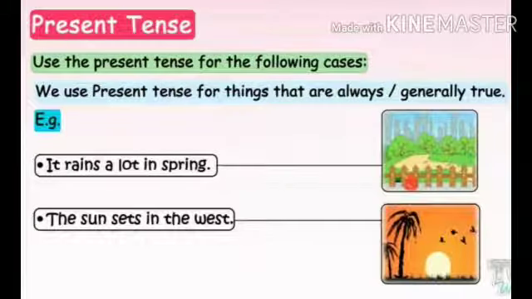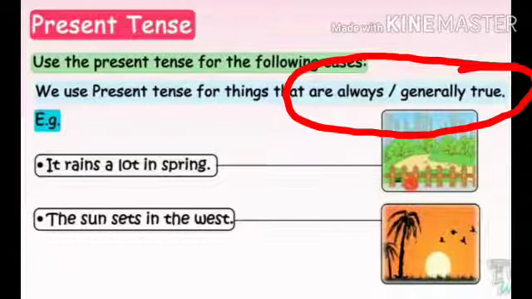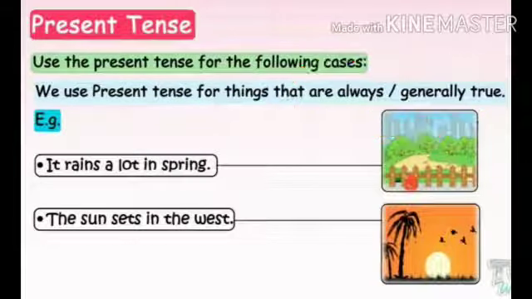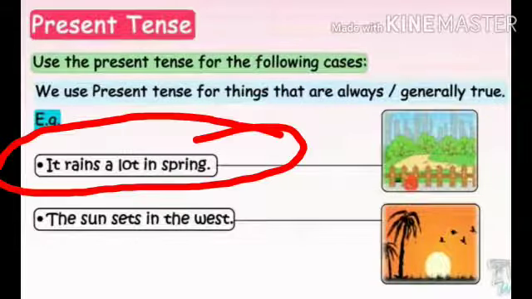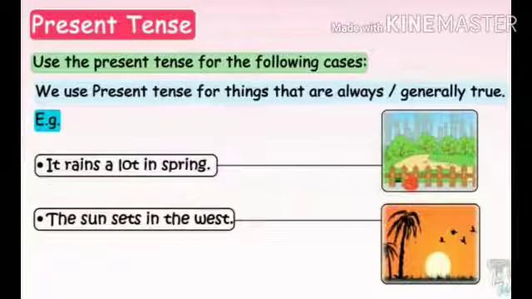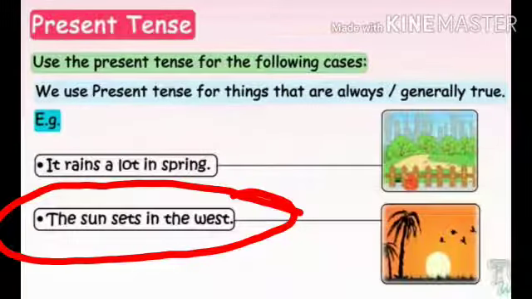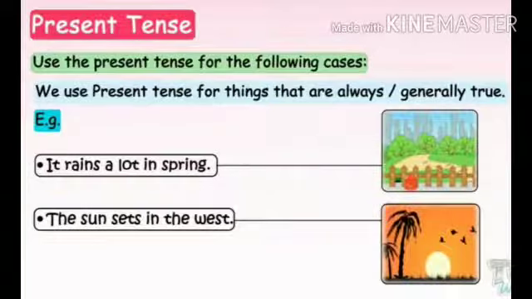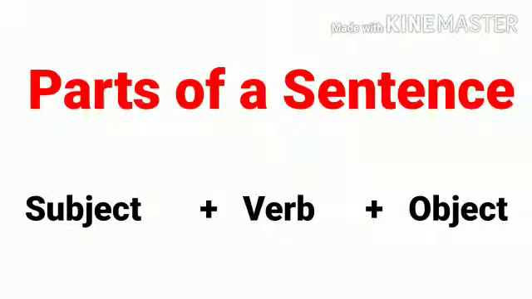Next, we use present tense for things that are always or generally true, that is the factual things. It rains a lot in spring, and no one can deny it because it rains. The sun sets in the west. Has anyone seen the sun setting in the east? No. So this is the truth and fact.